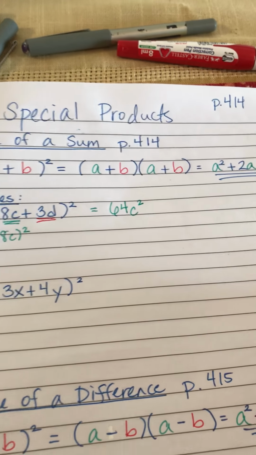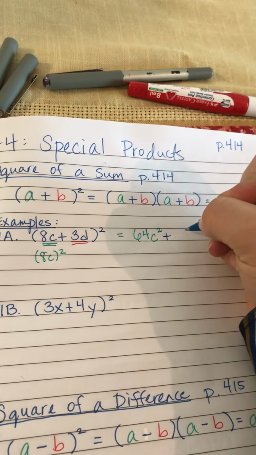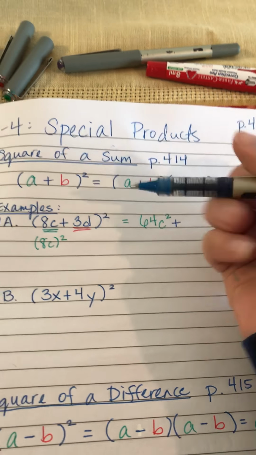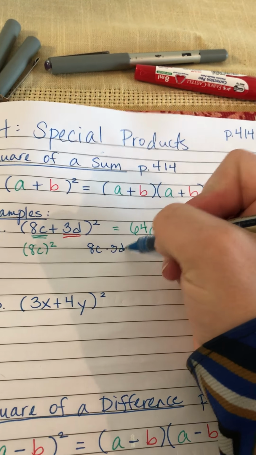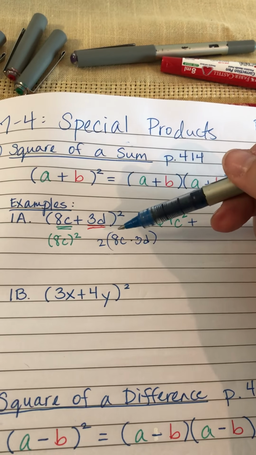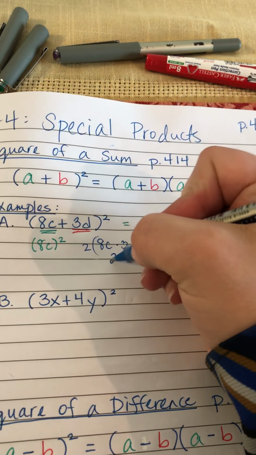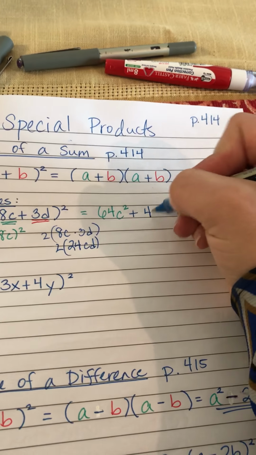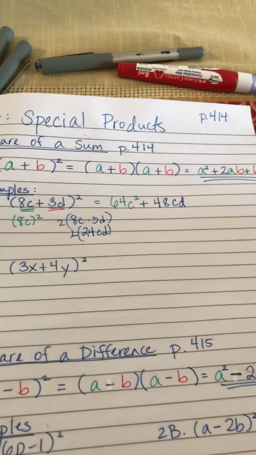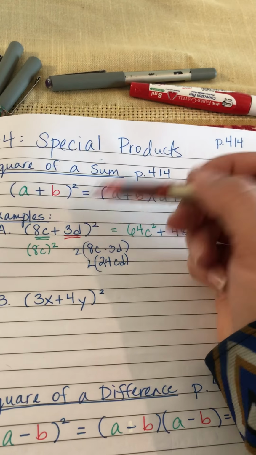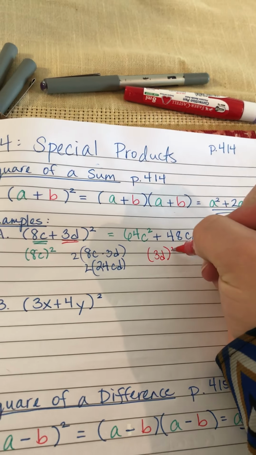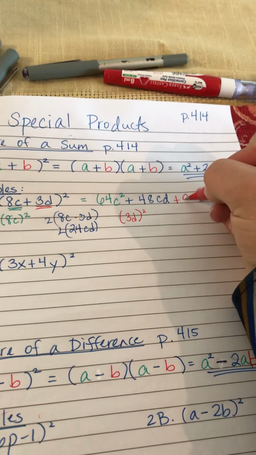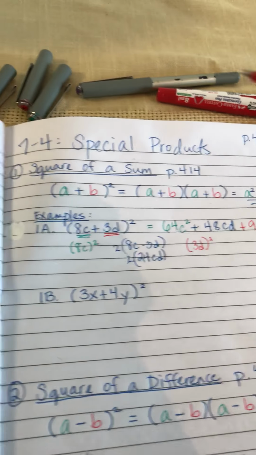squared. So then that middle term is going to be positive, and it's going to be 8c multiplied by 3d, and then all of that times 2. So 8c and 3d together gives you 24cd multiplied by 2 would give us 48cd. Okay, and then that last term would be 3d squared. So we're just going to take 3d and square it. Here again, this is 3d multiplied by 3d, so this is a positive 9d squared. And this would be your final answer.